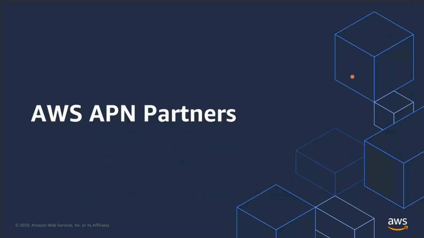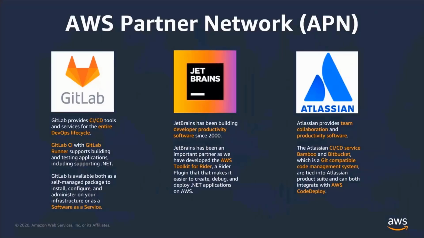I mentioned earlier we have partners. Here are three I'd like to highlight. With AWS Partner Network, we have three partners here that are related to your .NET experience. We have GitLab, JetBrains, and Atlassian. They provide a variety of services including CI/CD tools, IDE experiences, and productivity software.